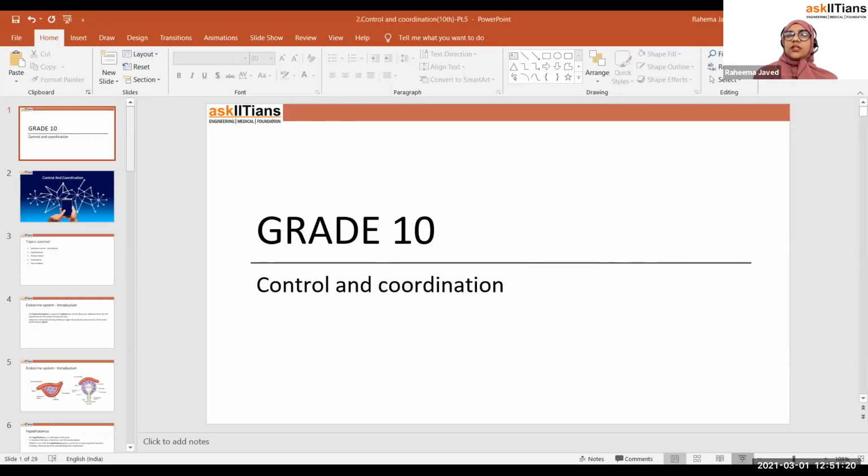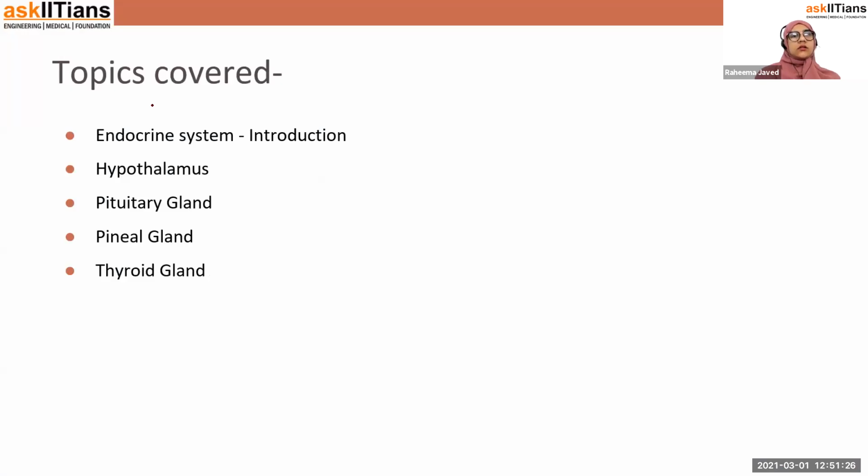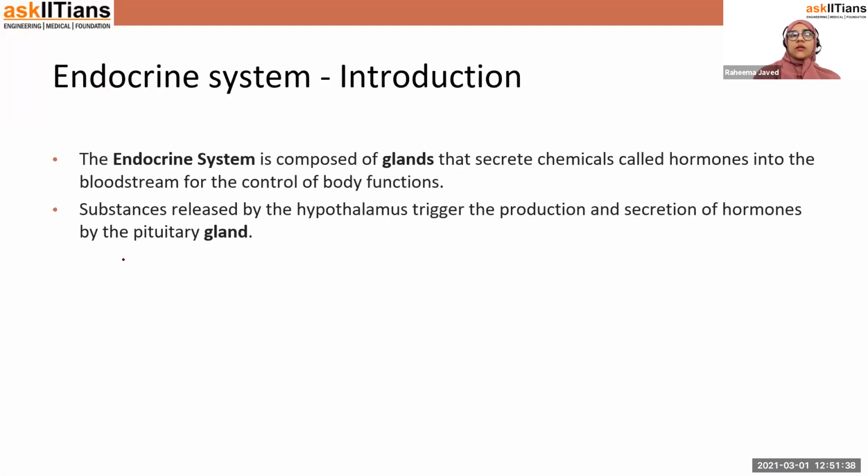So the topics that we are going to discuss here are the introduction of endocrine system together with the following glands: hypothalamus, pituitary, pineal, and thyroid gland. The endocrine system is a system of glands which secrete chemicals known as hormones into the bloodstream, and they help in bringing about specific responses and control the body function. Substances released by the hypothalamus trigger the production and secretion of hormones by the pituitary gland.